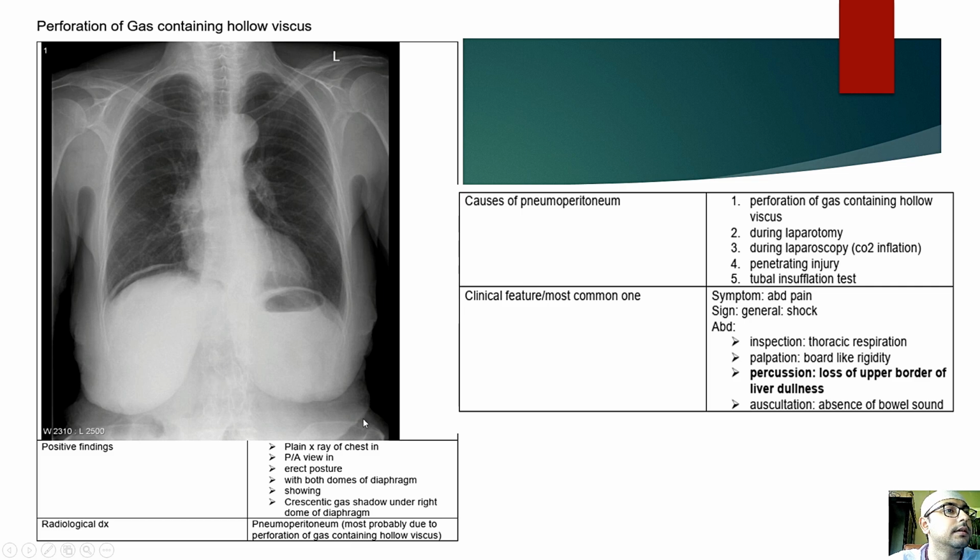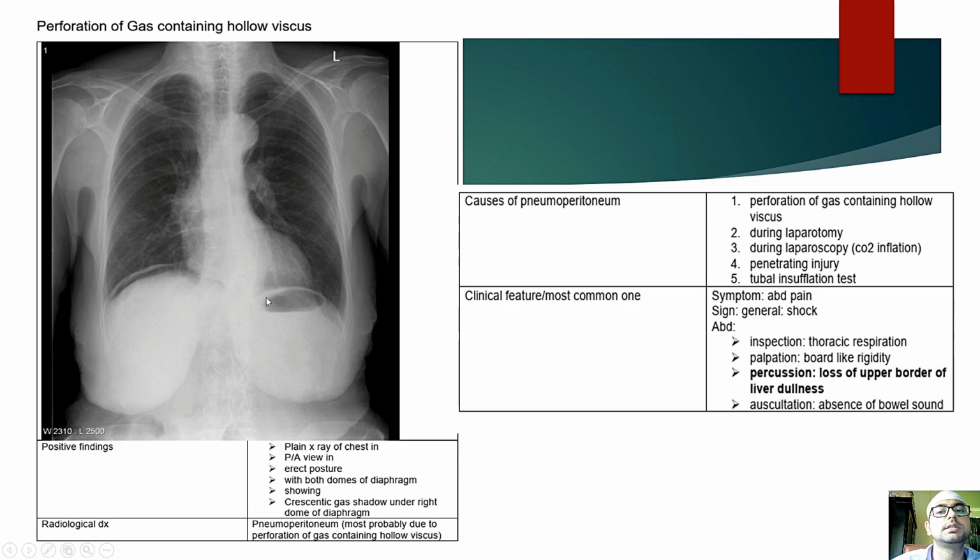So this is a plain X-ray of the chest. This is the PA view. You need to know which view, because in adults we use the PA view, but in children we use the AP view, right? This is the erect posture, that means standing position, with both domes of the diaphragm showing a crescentic gas shadow under the right dome of the diaphragm.